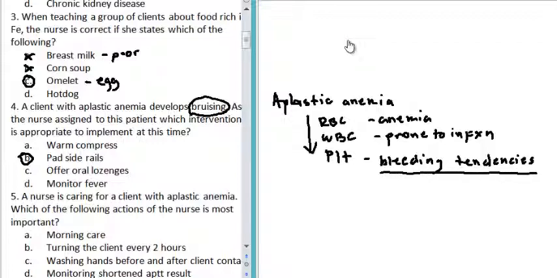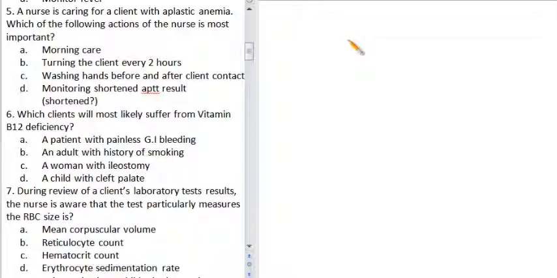Next, number five. A nurse cares for a client with aplastic anemia. Which of the following actions of the nurse is most important? A. Morning care. B. Turning client. C. Washing hands. Or D. Monitoring for shortened APTT result. So the patient has aplastic anemia, like I said. So the best answer here is letter C. Because like I said, these patients are prone to infection.